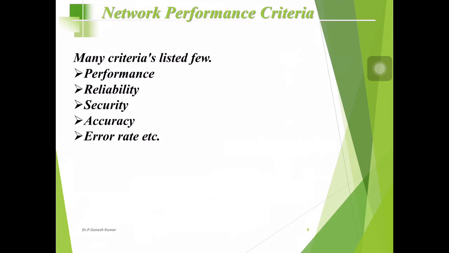For example, I am going to transfer 1 MB of data. Finally, if only 0.9 MB of the data arrives accurately and the rest of the data has errors, so it is 90% accuracy. Likewise, we can see accuracy, error rate, throughput, normalized throughput. There are so many ways you can evaluate the performance of any network, but here we have listed the important basic performance criteria.